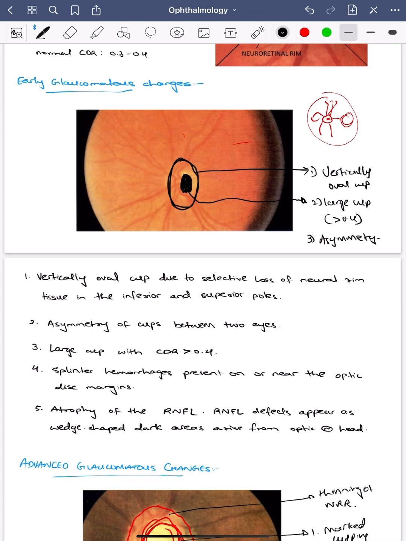Okay. Now the fourth is the presence of splinter hemorrhages on or near the optic disc margins. So this is the splinter hemorrhages. And finally we have atrophy of the retinal nerve fiber layer, and this can be seen as wedge shaped dark areas arising from the optic nerve head.